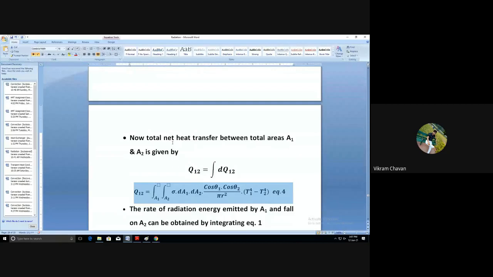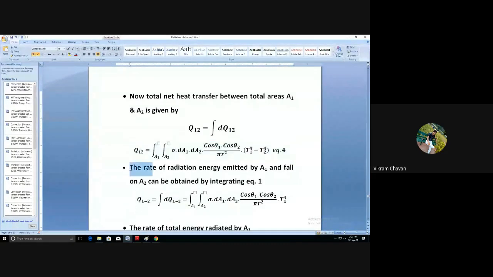ओके ये तो बात नेट एक्सचेंज की हो गई, टोटल नेट एक्सचेंज. अब एक सरफेस ने कितनी एनर्जी इमिट की है वो हमें निकालना है. ओके, एक सरफेस ने. The rate of radiating energy emitted by A1 and fallen on A2 can be obtained by integrating equation number 1.